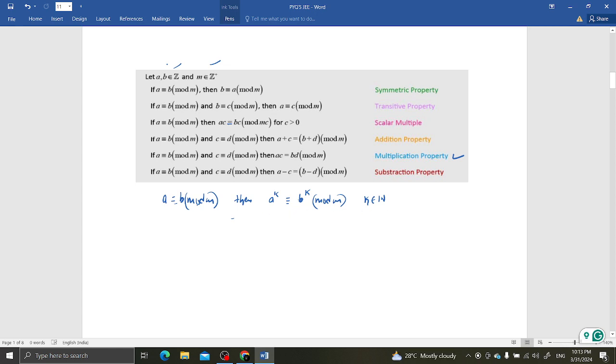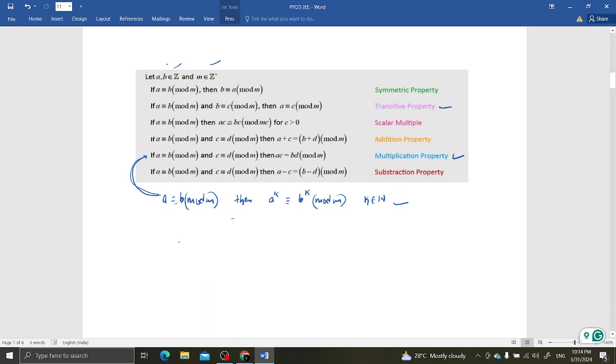If A is congruent to B modulo M, then A raised to the power k is congruent to B raised to the power k modulo M. Actually it is the same as the multiplication property. How can we prove this property? If we multiply both, A square is congruent to B square modulo M, again we multiply, so we get this one. They didn't give it here, but it is actually a particular case of the multiplication property, so I'll write it here because I need to use it. The multiplication property and the transitive property I need to use here.